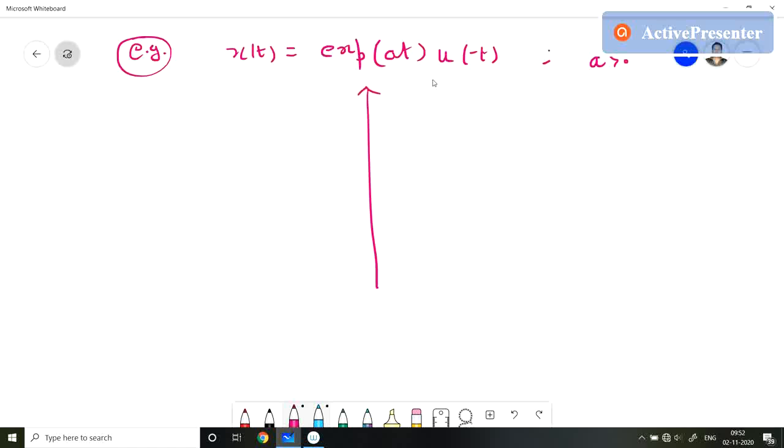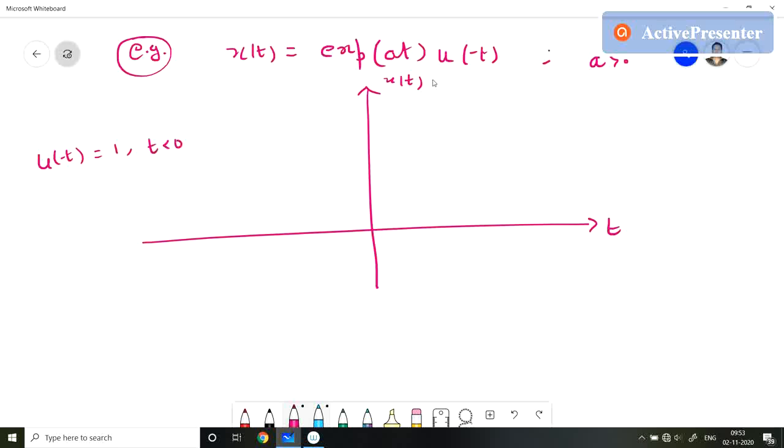So first we can plot the signal x(t) with respect to t. Due to this u(-t), the signal will entirely exist on the left-hand side. There is no part on the right-hand side, because u(-t) equals 1 when t is less than 0, and equals 0 when t is greater than 0. So this is the graph of u(-t).